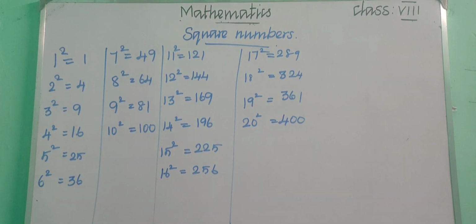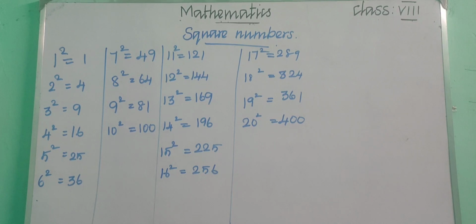Okay children, so these are all the square numbers which were given in your book, on page number 26. You should memorize this today itself. Don't forget. If you have memorized this, only then can you learn long division. Okay children, now let us learn about some of the properties of the square numbers.